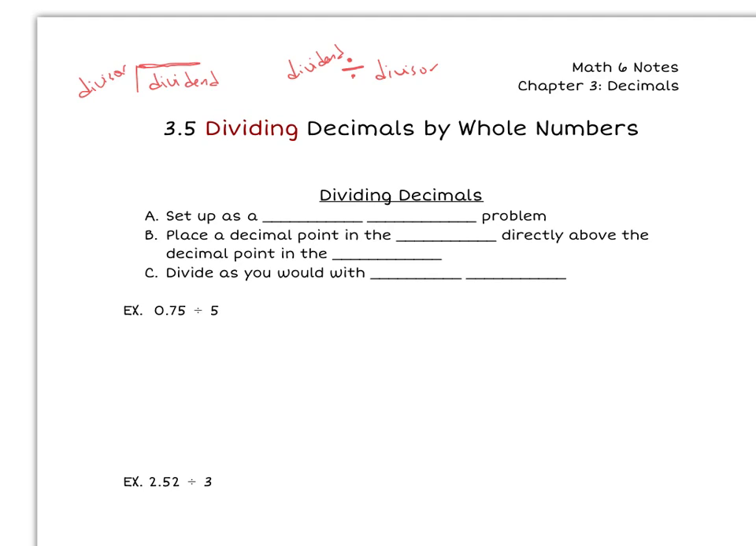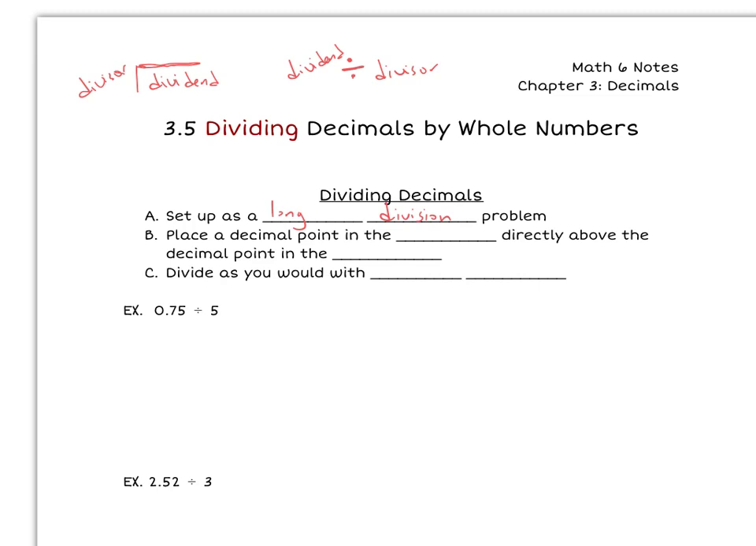And you guys are always used to saying the bigger number goes there. But today we're going to find out that's not always true. The dividend always goes there. Okay? So when you're dividing decimals, you're going to set it up as a long division problem.